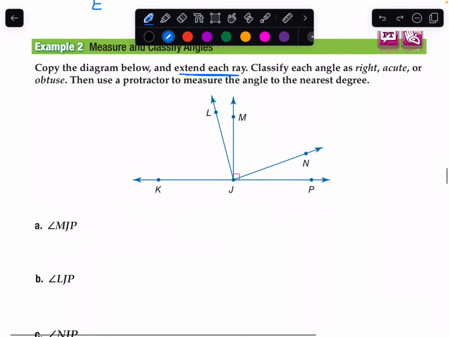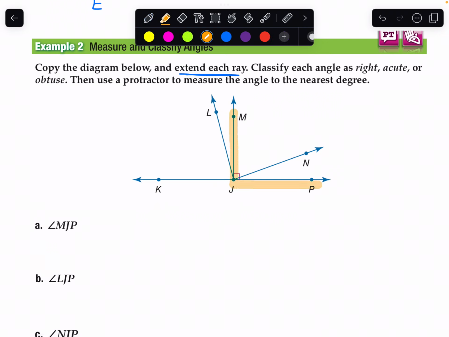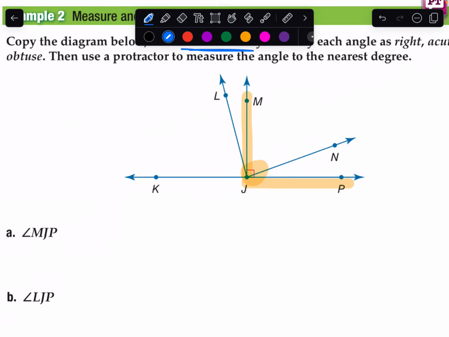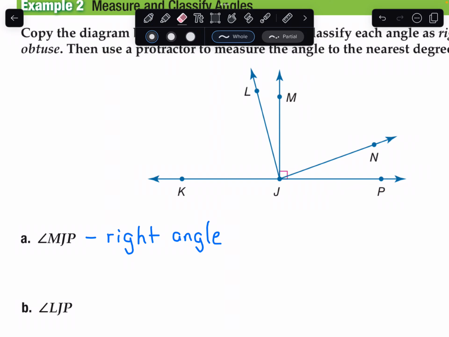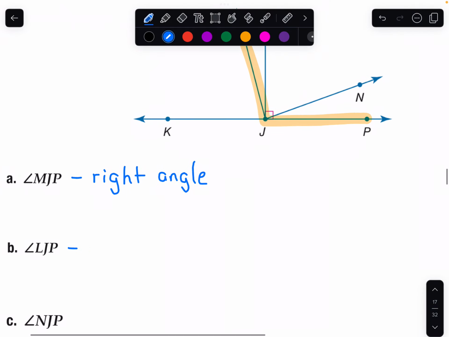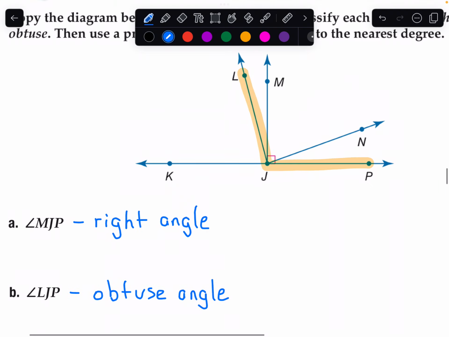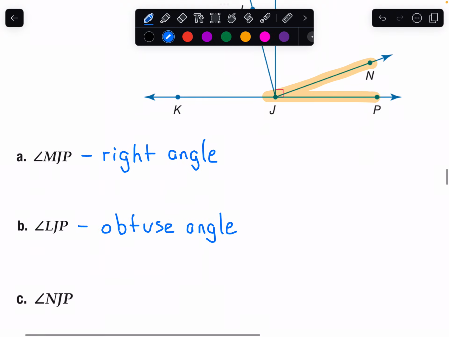We'll start with classifying. I have angle MJP. That's the one marked with the square there, so that is clearly a right angle. Next, we have angle LJP. That's larger than the right angle. That would make it obtuse. And finally, NJP. Angle NJP is a very teeny tiny acute angle.